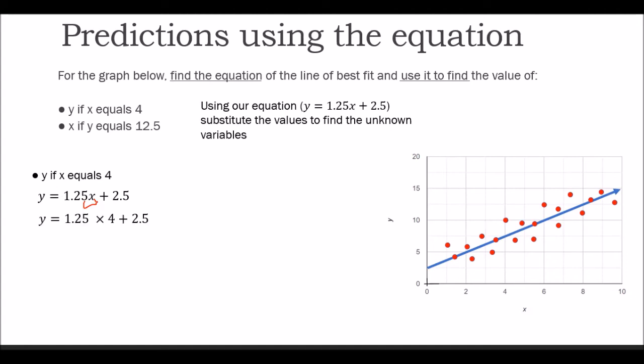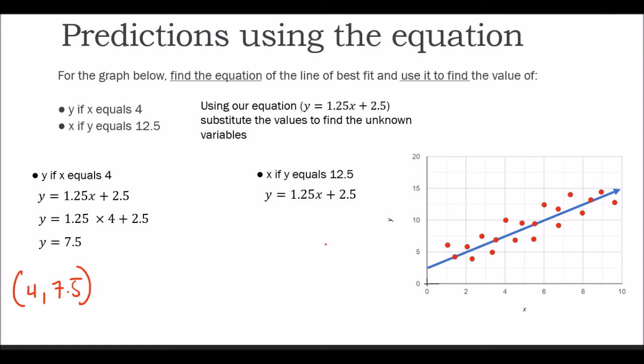So that becomes y equals 1.25 times 4, and then you just evaluate it. You can use your calculator, you can use your head if you're smart enough, but the answer is 7.5. Okay, and then the coordinate for that should be 4, 7.5, if it asks you for the coordinate. Okay, so 4, 7.5.